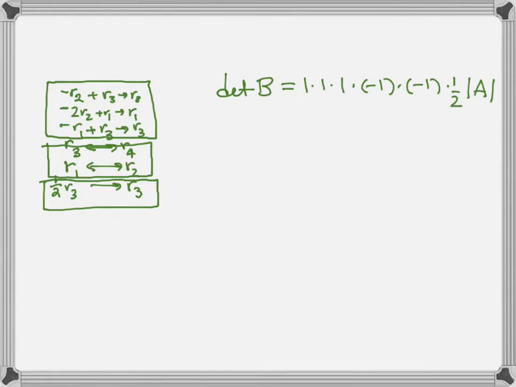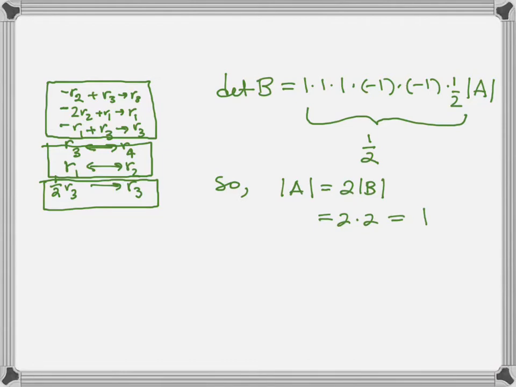Of course, the determinant of A is what I'm looking for, so first of all, let's multiply all that junk in the front together. We get 1/2, and that means that the determinant of A is 2 times the determinant of B. The determinant of B was 2, so we find that the determinant of A is 4.